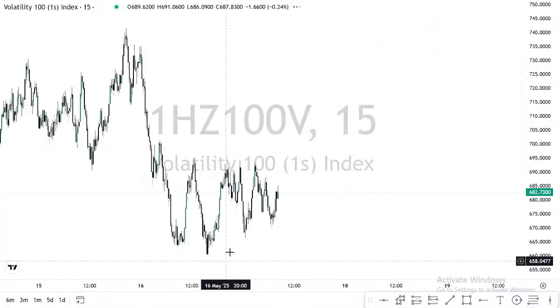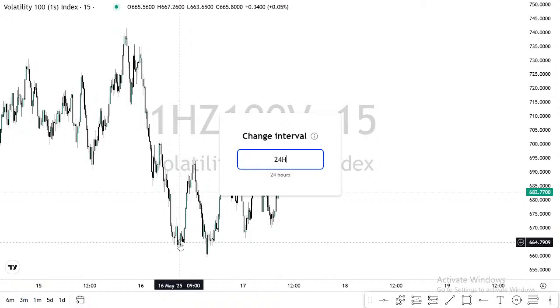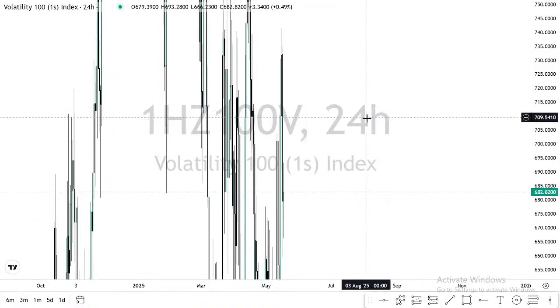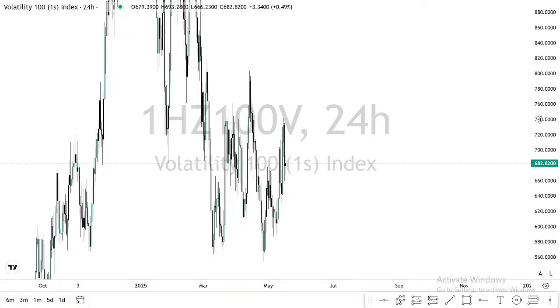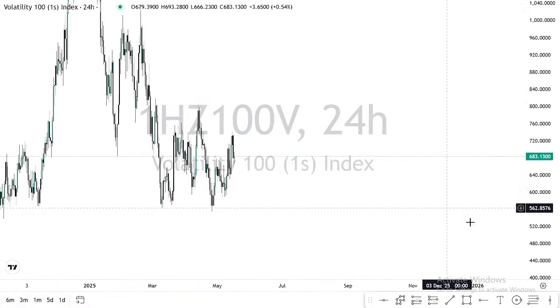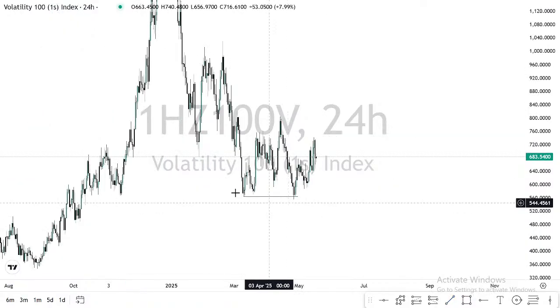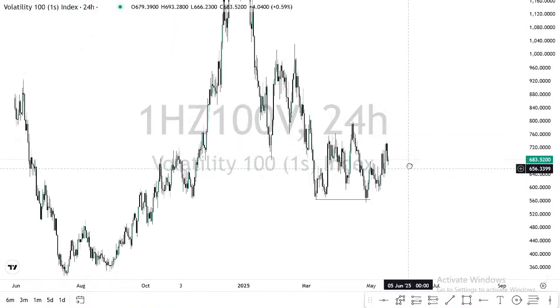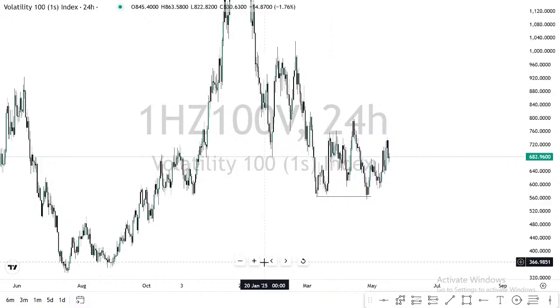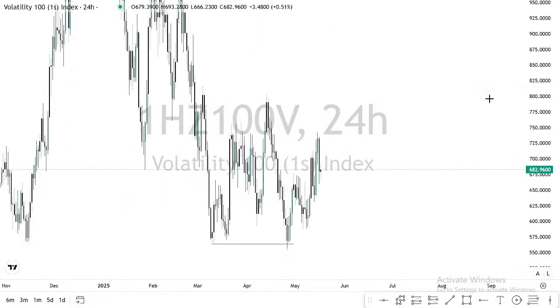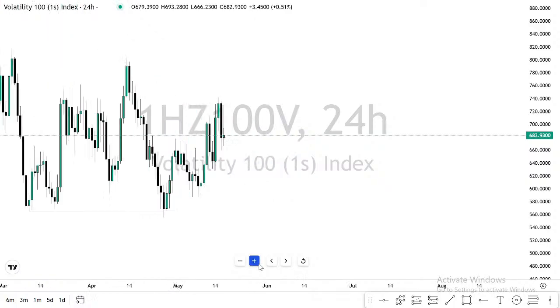So let's go to 24 hours time frame. All right, we had a sweep. This is a sweep, not the real break of structure. So since we had this sweep, there's every possibility market can take this high, but then we can't be so sure. So let's see what we are expecting from the market.